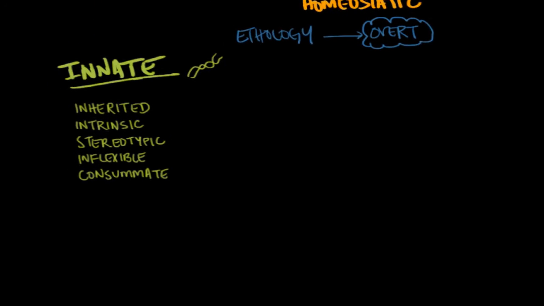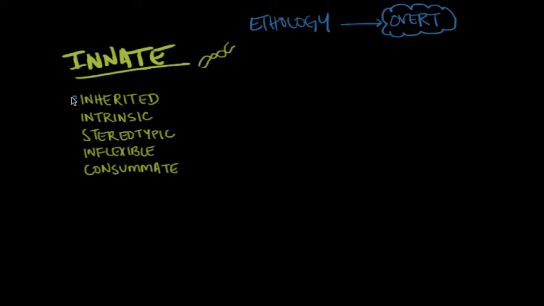So first up, we have inherited. And what I'm saying when I say inherited is that innate behaviors are encoded by DNA, and they're going to be passed to offspring, so inherited. And then next on the list, we have intrinsic.